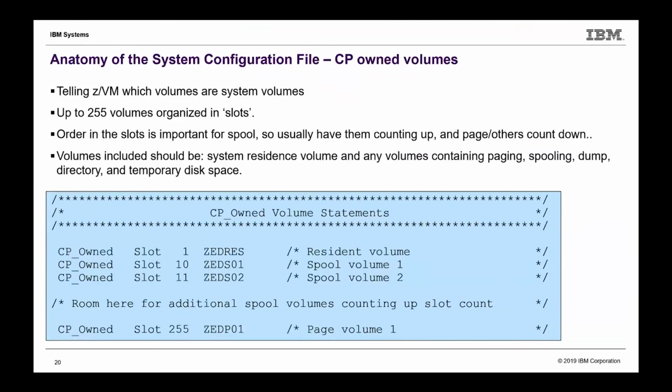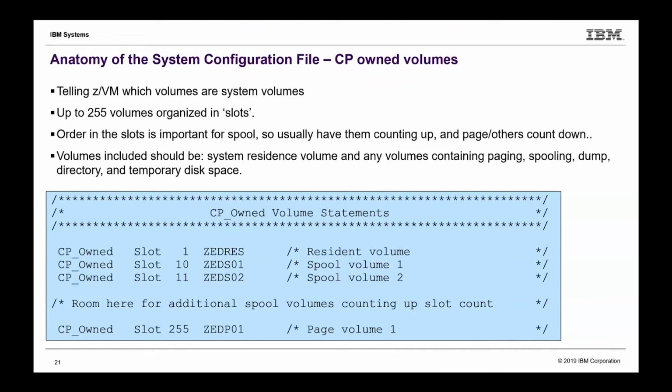Okay. So I also need to tell z/VM about its system volumes, or what we often refer to as the CP-owned volumes, right? And so you'll see this phrase CP-owned come up at various times. So again, remember, CP stands for control program, right? Not general purpose processor in this case, right? And so the way we organize the CP-owned volumes is in something called slots. So these volumes are organized in these slots, and we're allowed up to 255 of them.